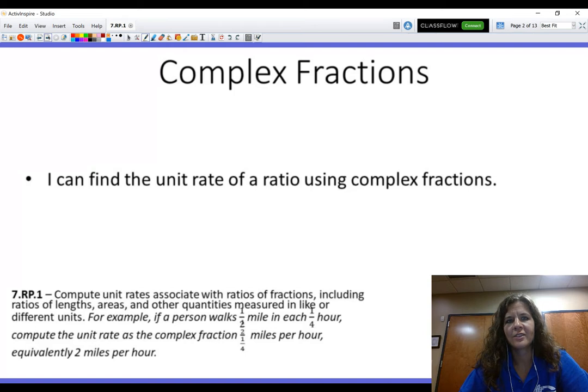In today's video we're going to be talking about complex fractions. By the end of this video, you should be able to find the unit rate of a ratio that uses complex fractions. Now there's some terms in there that we need to go over. We need to go over again what a unit rate is.